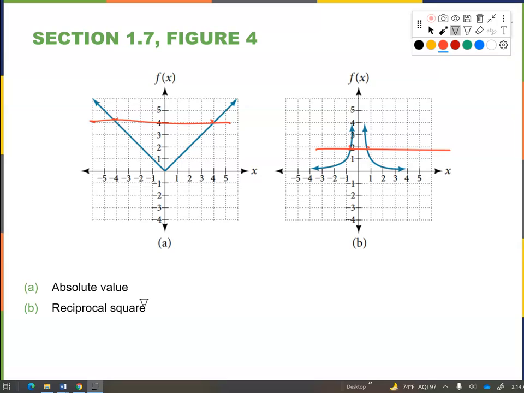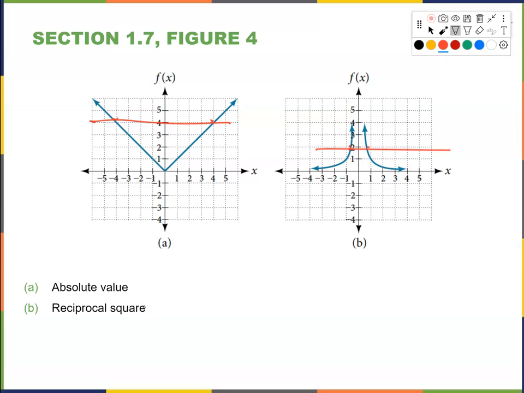So both of them would fail the horizontal line test. However, if a function is restricted to a certain domain so that it passes the horizontal line test, then in that restricted domain it can have an inverse. For example, letter A: if we restrict its domain to 0 to infinity, then there will be an inverse for this.